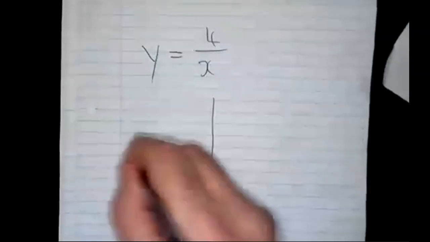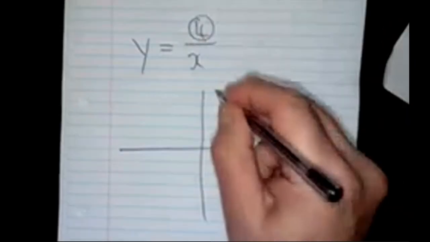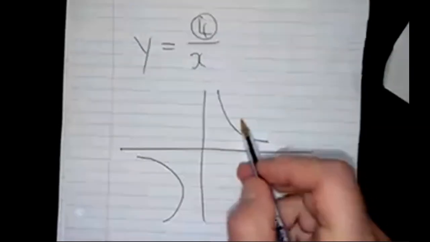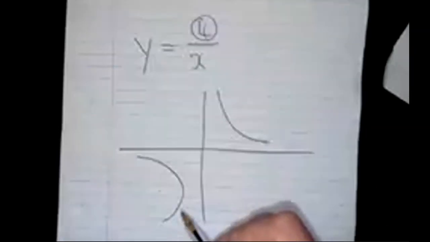Hope you guys can see I'm moving a lot. If that's a positive, do you remember that it's in quadrant 1 and quadrant 3? 1, 2, 3, 4, quadrant 1 and 3. So that is positive, so it must be in quadrant 1 and quadrant 3. But we now have new quadrants. So there is quadrant 1. Can you see? So it must be there.